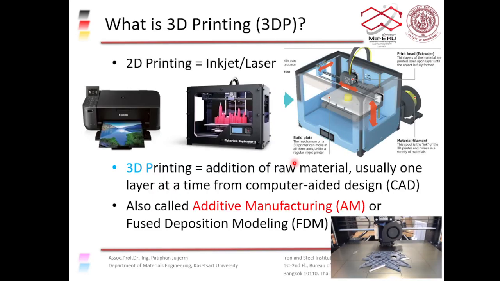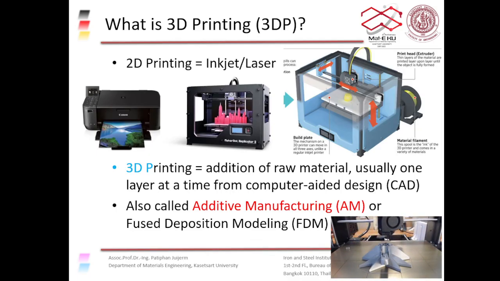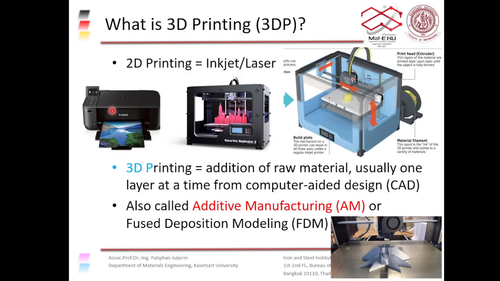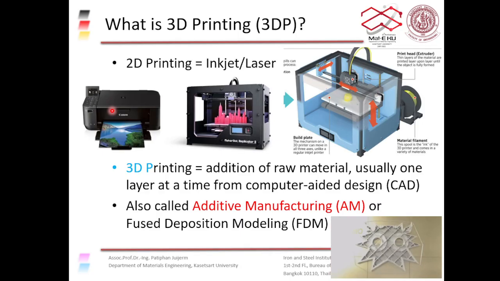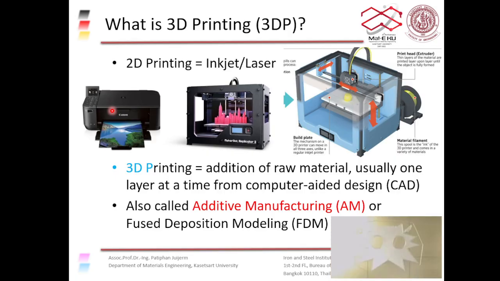Okay, so next topic that we're going to look at is 3D printing. All right, so in this case, we are talking about 3D printing of metal, right? So 3D printing of polymers is easy. It's been done, and you can buy a machine to use at home. It's not that expensive anymore, right?